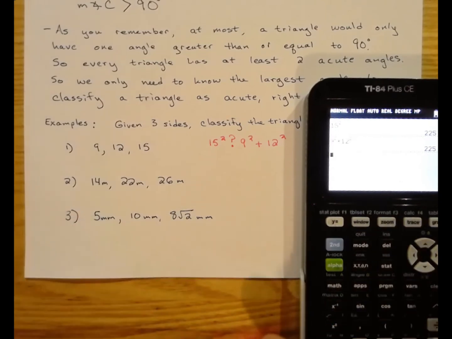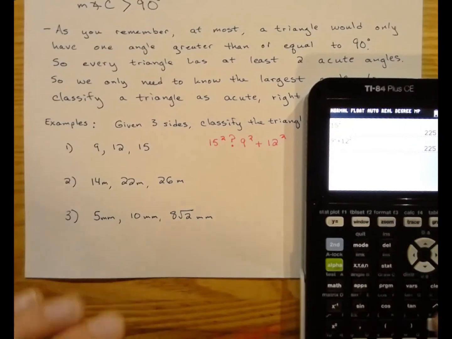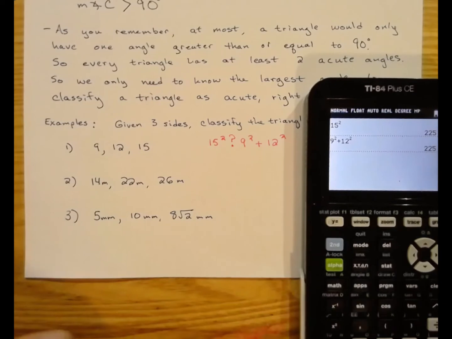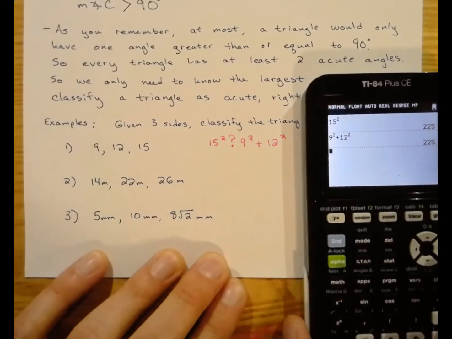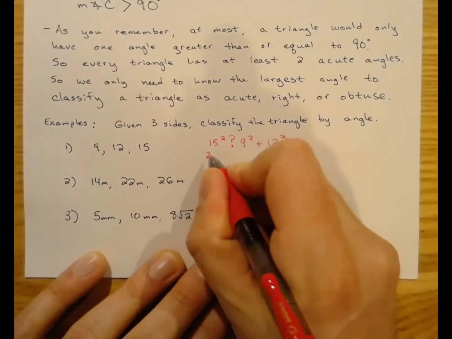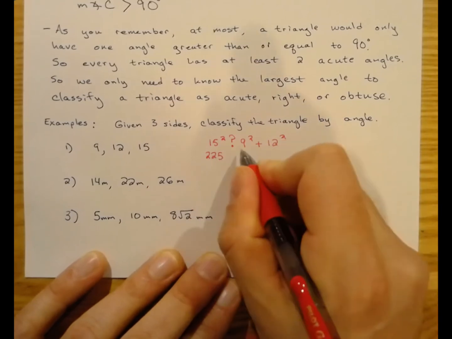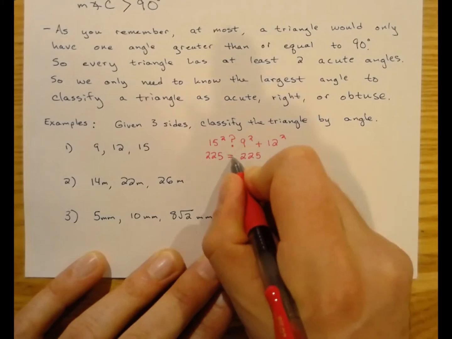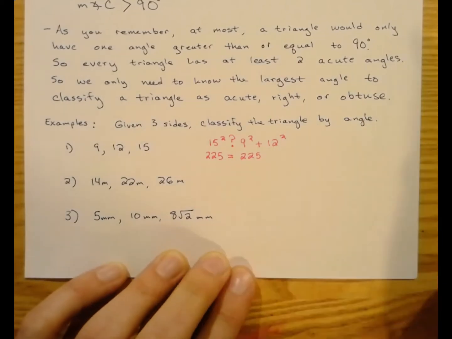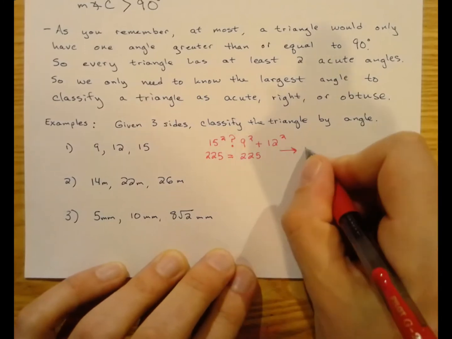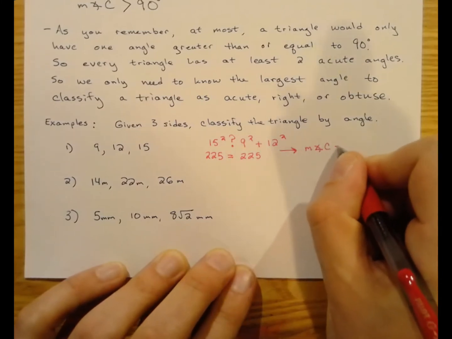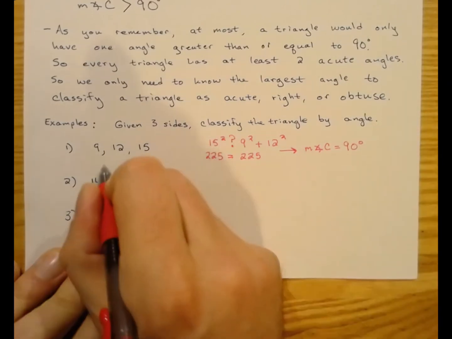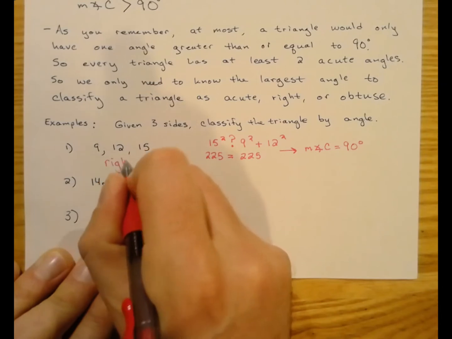Now, sorry about the glare, that's a little better. We see here we actually get the same value. 15 squared is 225. 9 squared plus 12 squared is 225. So it turns out that there's an equal sign there. That means the measure of angle C is equal to 90 degrees, and this triangle is a right triangle.